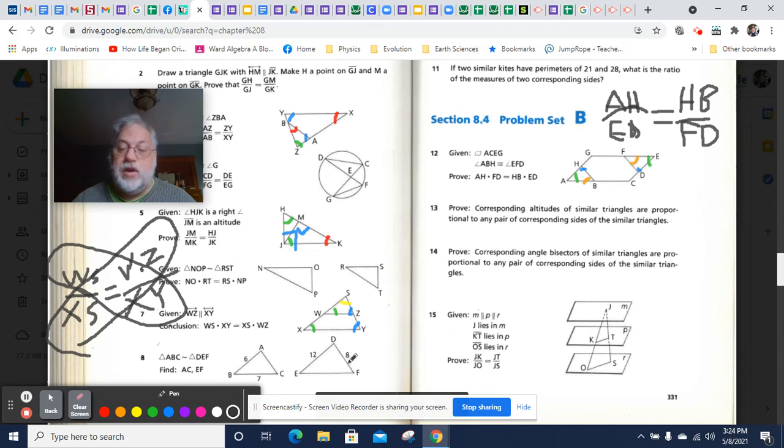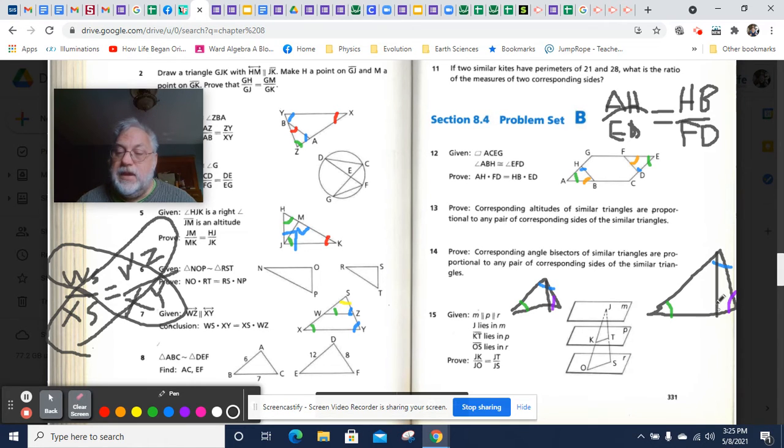It probably helps to draw these things. So let's do that. So I'm going to draw two triangles like this. Okay. And we'll label our angles. And now I'm going to drop an altitude.